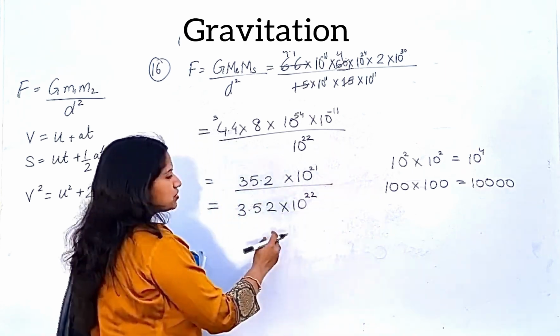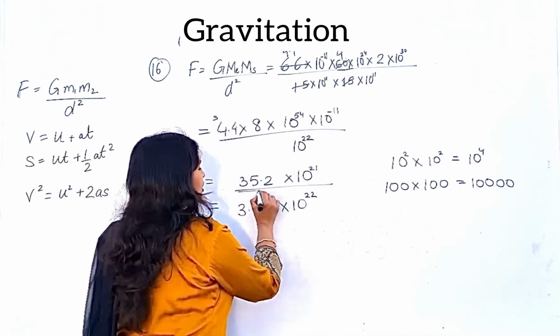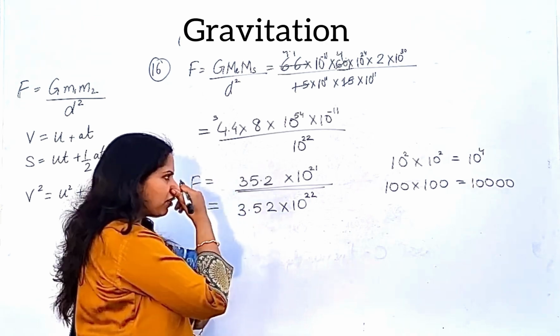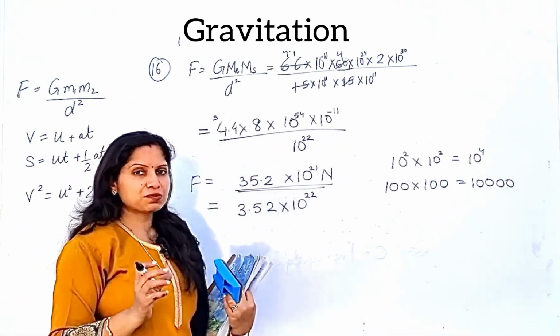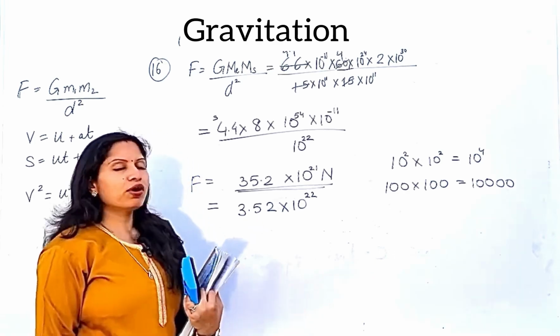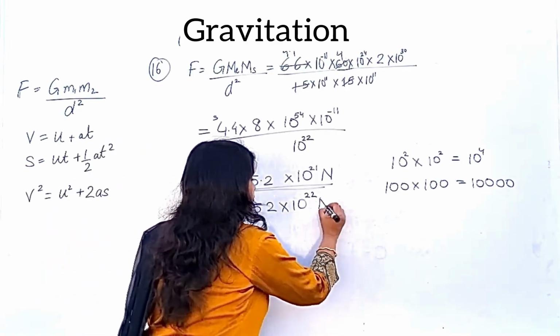If you are getting confused at how to solve exponents, you can even leave your answer like this only, that force is equal to 35.2 into 10 to the power 21 newtons. But the standard form of expressing the decimals is like this, 3.52 into 10 to the power 22 newtons.